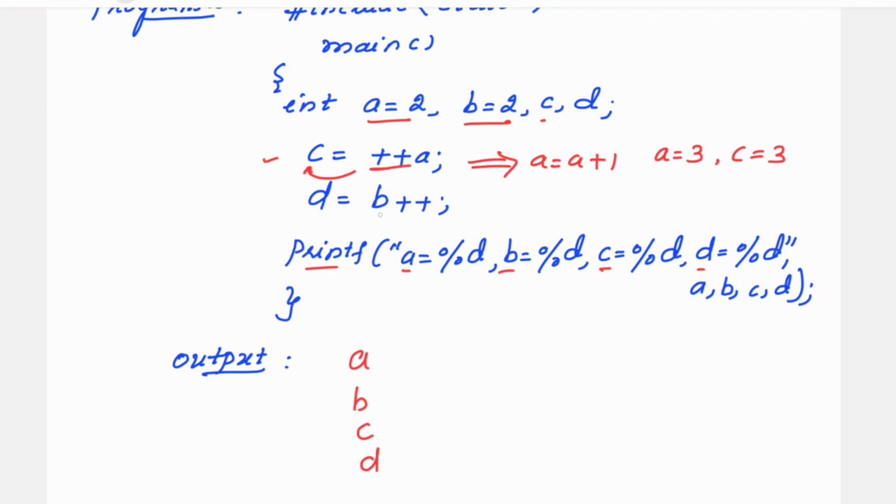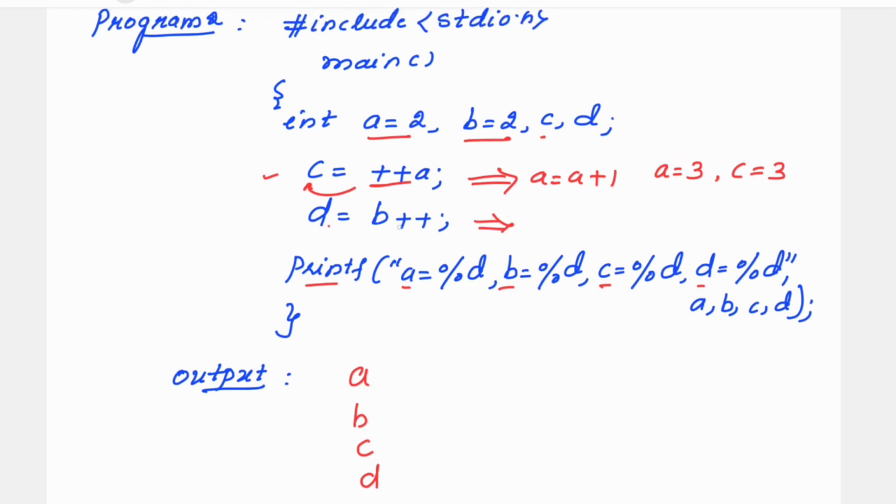Now the next statement: D equal to b++. This is postfix. Postfix says to use the value of B first in the expression, whatever the value of B is. So if you use it in the expression, D becomes 2 only. And then the new value of B becomes, increment the value of B, so b++, now B becomes 3. This way the values get printed. So finally in the printf statement you will get A equal to 3, B equal to 3, C equal to 3 and D equal to 2.